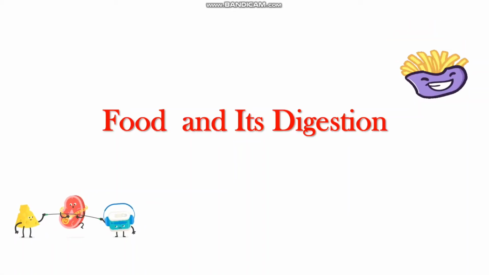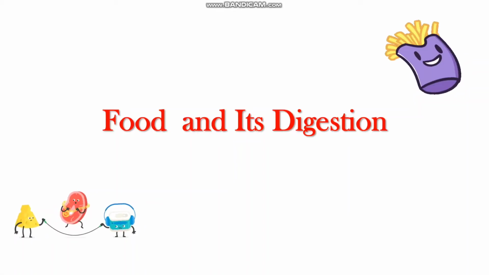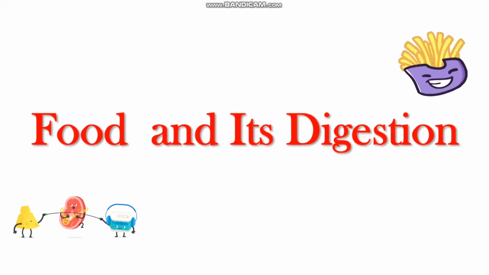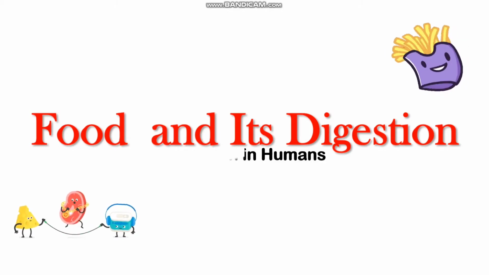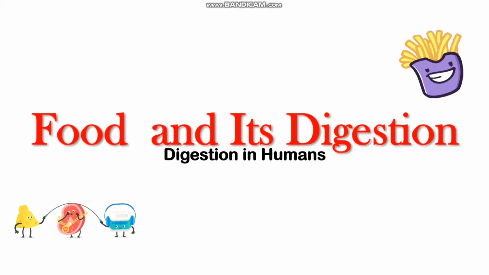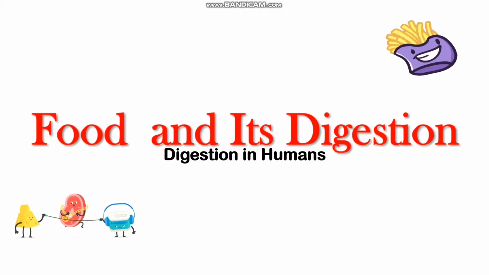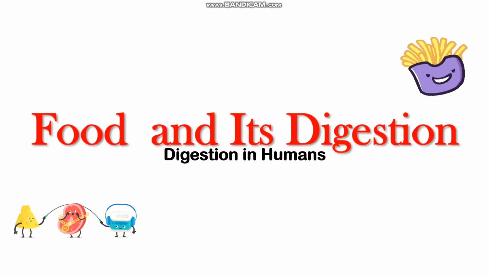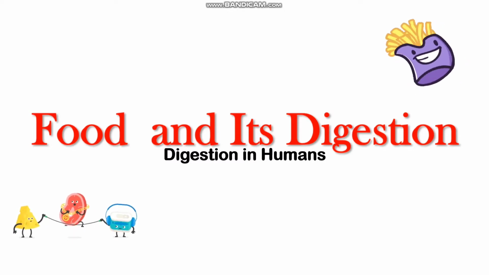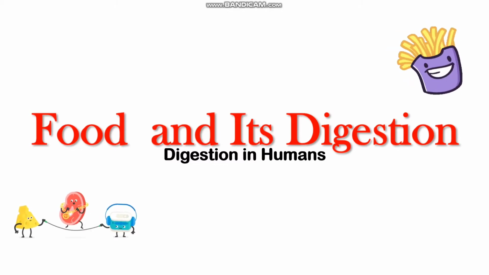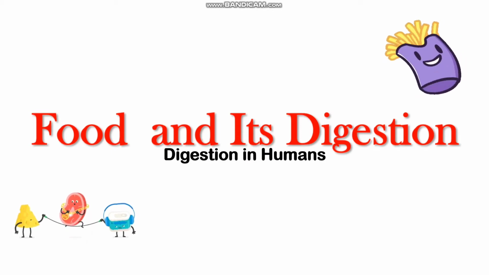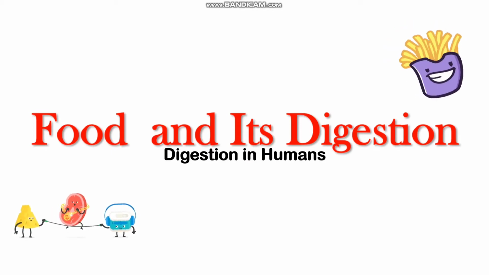Hello students, welcome back. Today we are going to continue our chapter number 2, that is food and its digestion, and the topic which we are going to study is digestion of food and digestion in humans. In previous videos you have seen what are the different kinds of nutrients which we take in, and in this video we will talk about how those foods are digested by our body, how those nutritive values are carried by the blood to our whole body. So let us start the video.